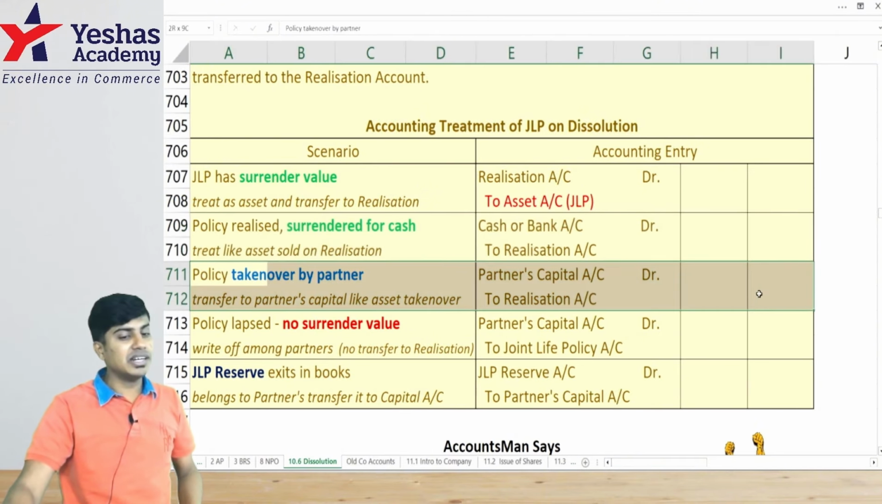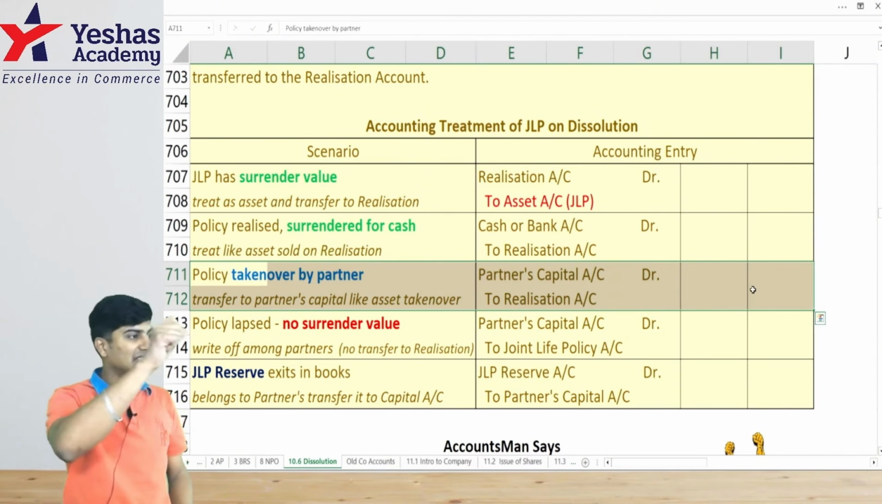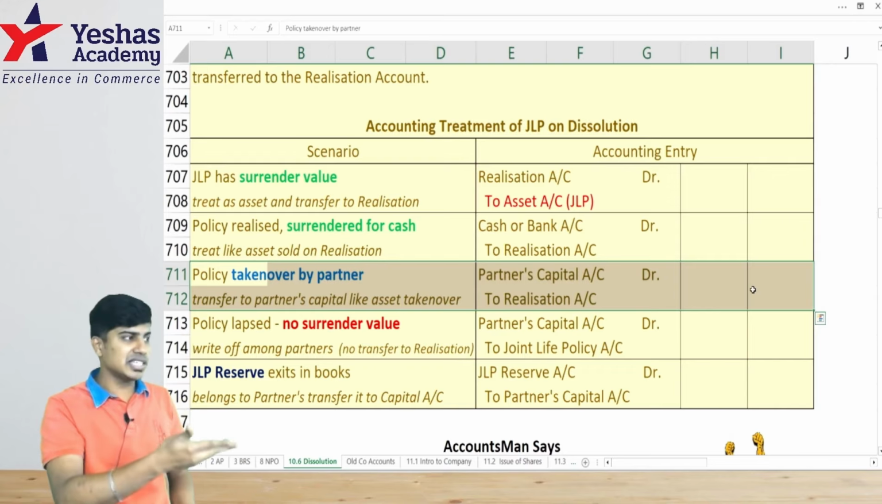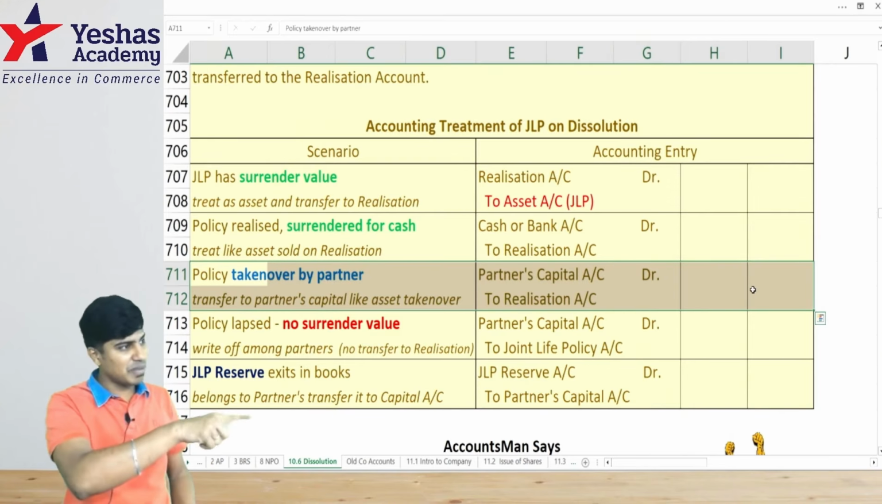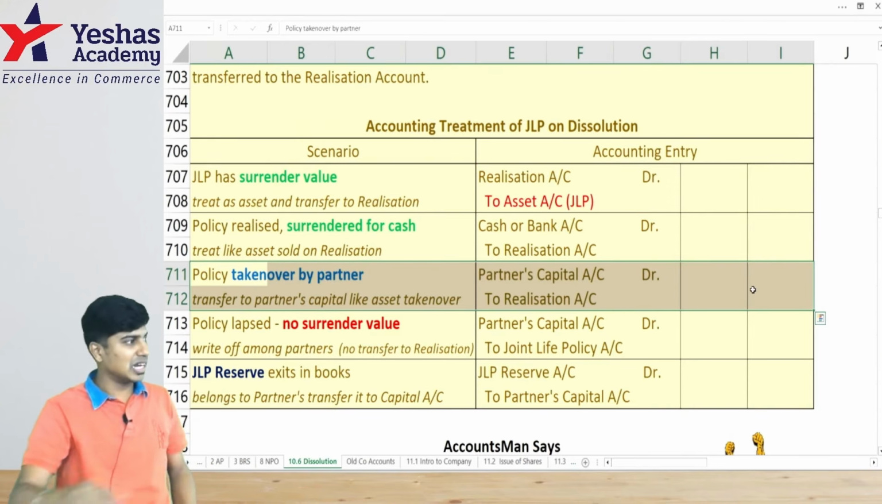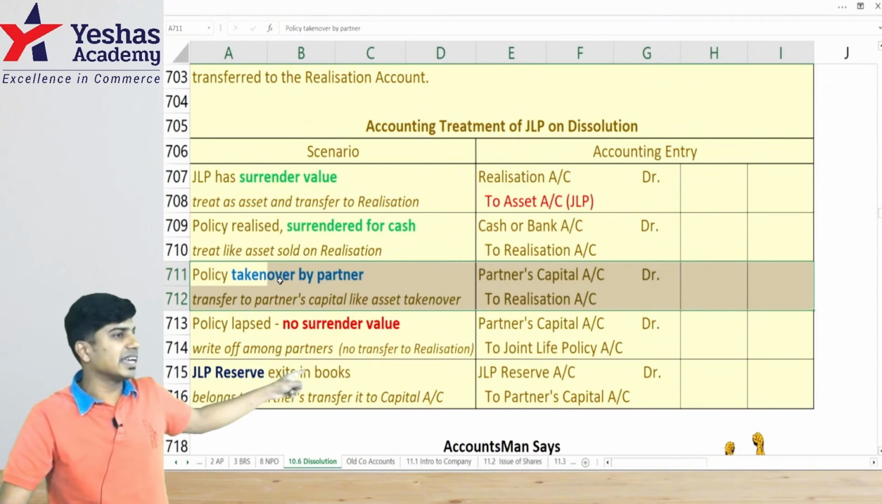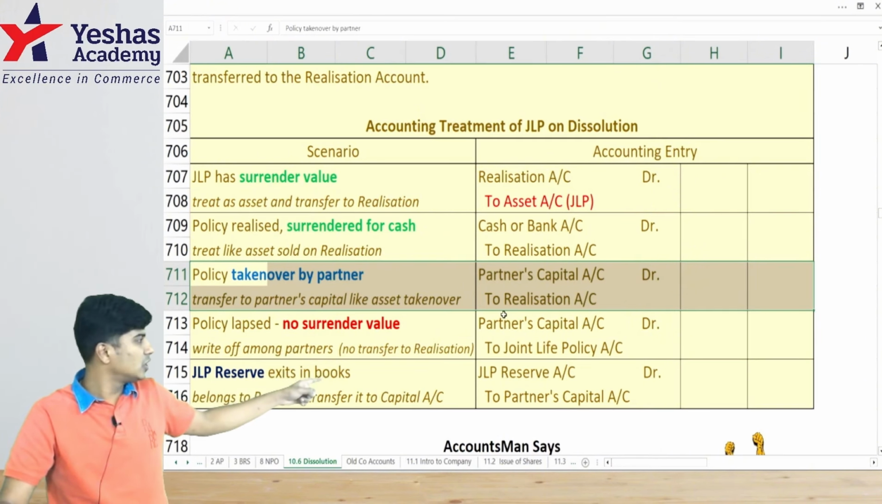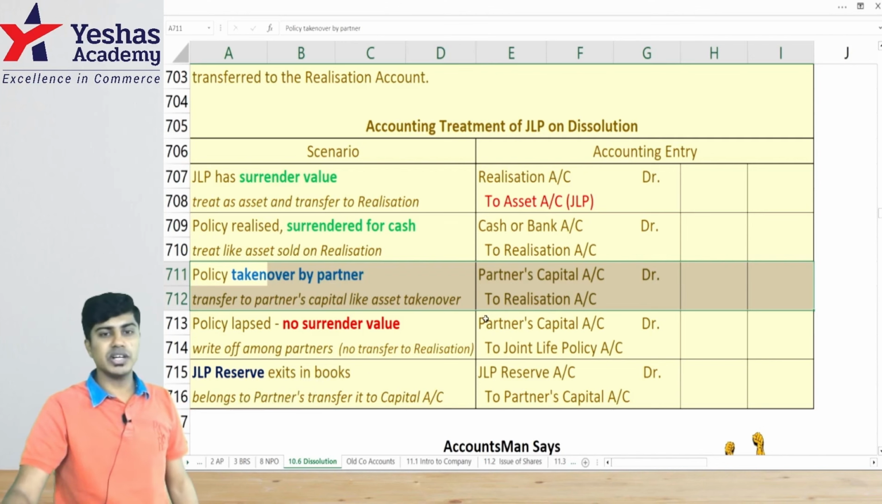What is the entry when a partner takes over the asset? Partner's capital to realization. If we sell, cash to realization. If partner takes over, partner's capital to realization. If the joint life policy is taken over by a partner, the entry will be partner's capital account debit to realization account. Very good.